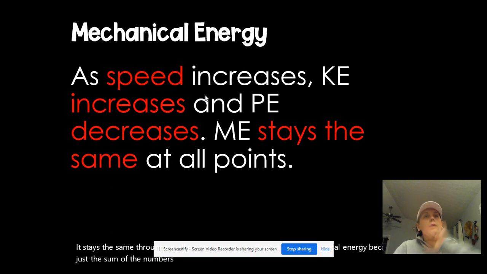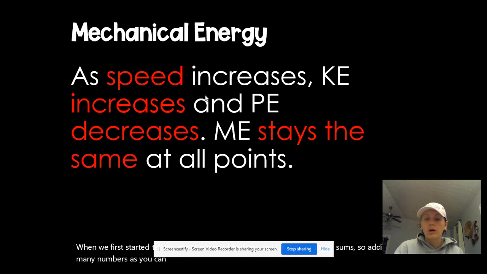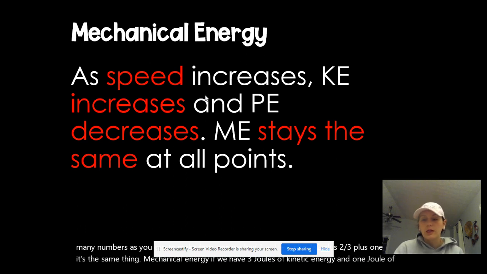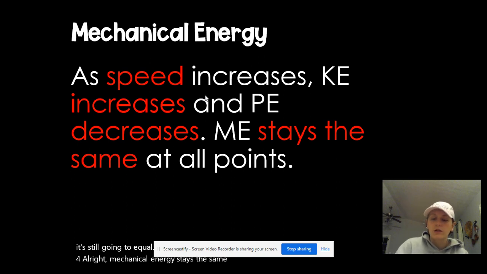If you think all the way back to when we first started talking about energy, I had you find as many sums, so add as many numbers as you can to make 4. And we had 1 plus 1 plus 1 plus 1, 2 plus 2, 3 plus 1. Okay, it's the same thing. Mechanical energy. If we have 3 joules of kinetic energy and 1 joule of potential, it's going to equal 4. If we have 4 joules of potential energy and kinetic energy 0, it's still going to equal 4. All right, mechanical energy stays the same at every single point.